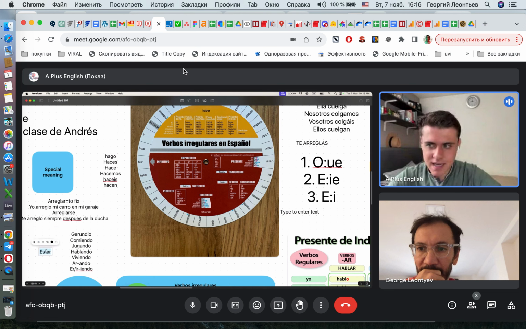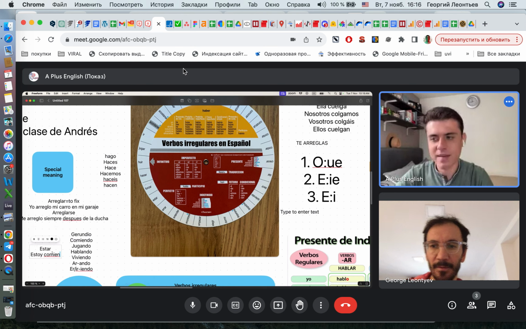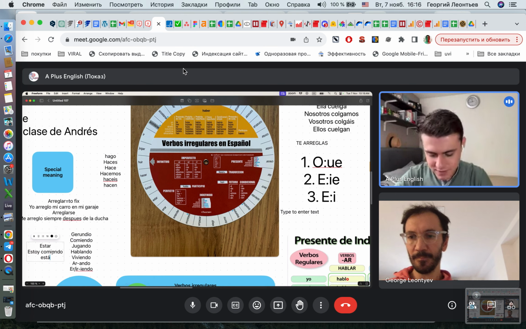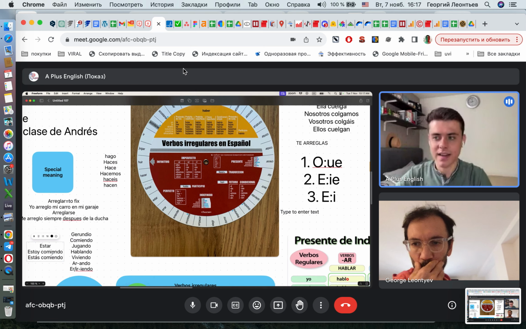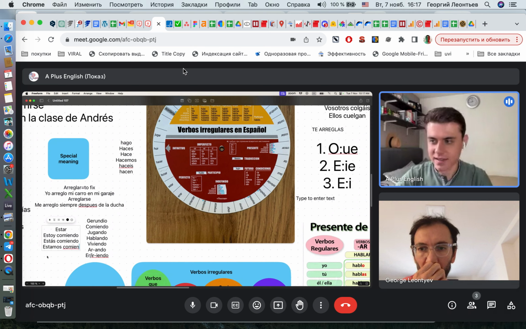So you use the verb estar with the ing of the verb. All the verbs only have one ing. Comiendo is for tú. Comiendo is for él. Comiendo is for yo. Comiendo is for nosotros. Because the comiendo doesn't change. What changes? The verb estar. If you say yo estoy comiendo, it's I am eating. Estás comiendo, you are eating. Estamos comiendo, we are eating.